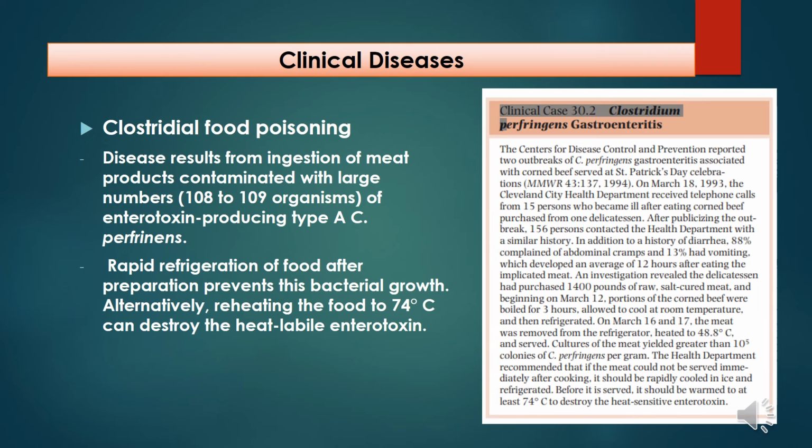So holding contaminated foods at temperatures less than 60 degrees Celsius allows spores that survive the cooking process to germinate and multiply to high numbers. And then rapid refrigeration of food after preparation prevents this bacterial growth. Alternatively, reheating the food to 74 degrees Celsius can destroy the heat-labile enterotoxin.